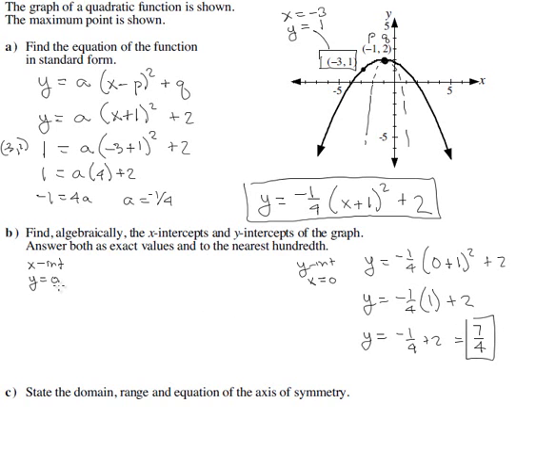For the x-intercepts, we have to put y equals 0, which means a 0 goes in right here. So we get 0 equals minus 1/4 x plus 1 all squared plus 2. Subtract 2 from each side. So we're solving this for x.